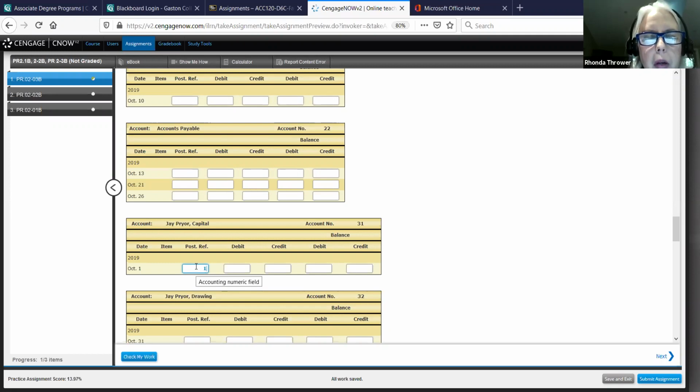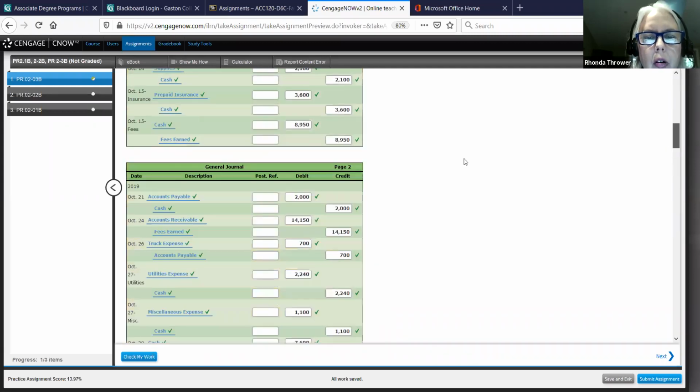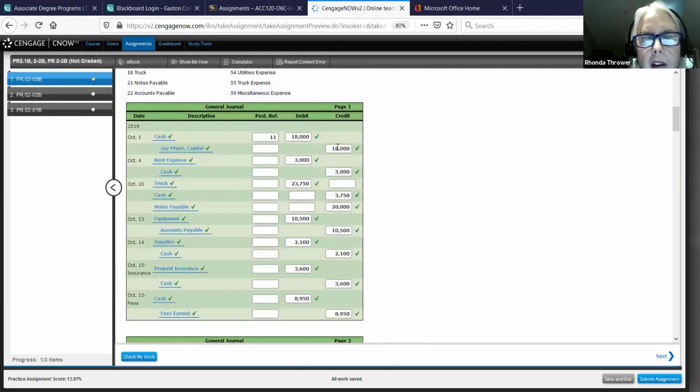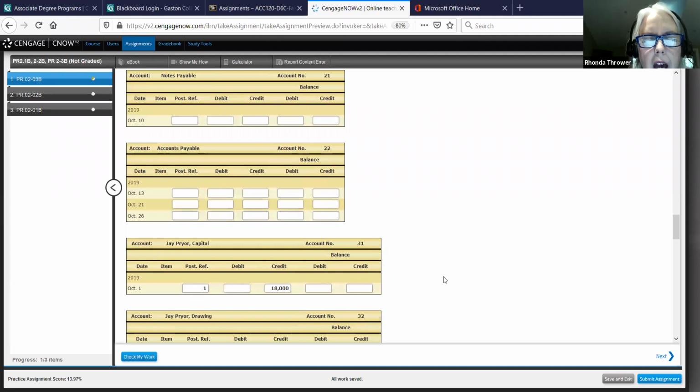I'm going to skip my debit this time. I'm going to go straight to my credit and I'm going to put in 18,000. Why did I put a credit in there? Because when I recorded it in my journal, it was credited here. So I'm going to copy that into my ledger in the capital account.